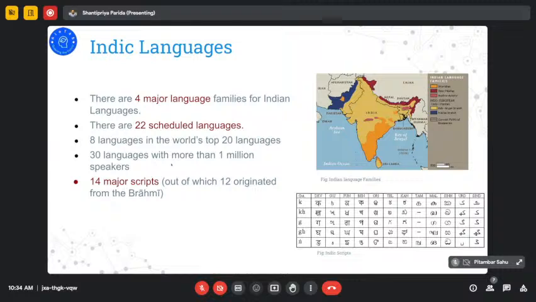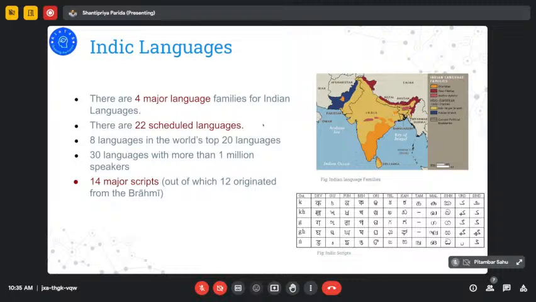Even if you consider the scripts, we have 14 major scripts, and if you look into these scripts, even the scripts are quite different. That means our languages are quite diversified in themselves. For example, if you look into Indo-European languages or Dravidian languages, they vary. For example, languages spoken in South India or in North India also vary, and from the eastern side they are also quite different. So there is a lot of diversification.